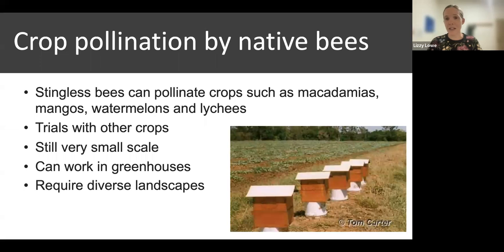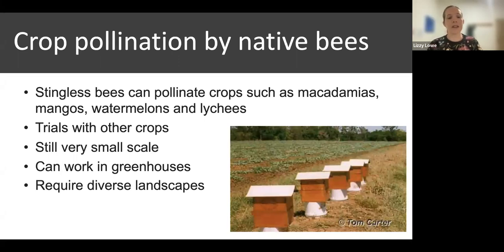So they've looked at their ability to pollinate things like macadamias, mangoes, watermelons and lychees, and there's real potential there, but they're also doing trials with other crops. So I'm really excited about this space because I think there's a huge amount of potential. At the moment, it is still very small scale though. You can see this nice picture here of the native bees out in a crop, but we're really not seeing anywhere near the numbers that you would have for the honeybees. So it's going to be a growing space, I think.